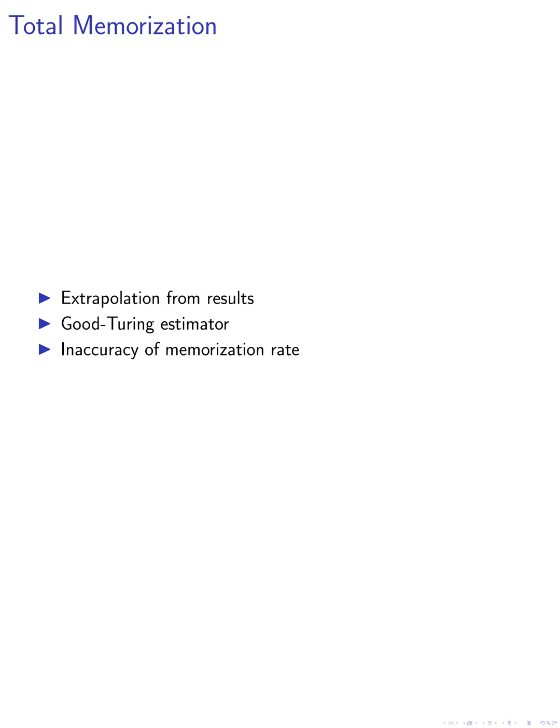We explore the total amount of extractable memorization in LLMs by extrapolating from our empirical results. We use the Good-Turing estimator to predict the number of unique memorized examples and find that the rate of extractable memorization does not accurately predict the total quantity of memorization.